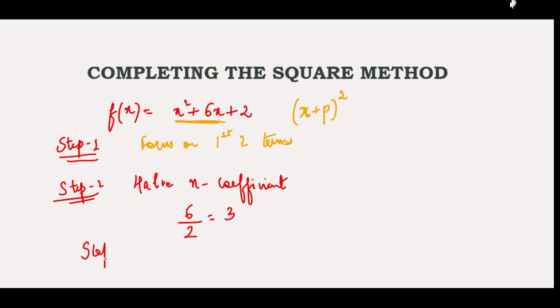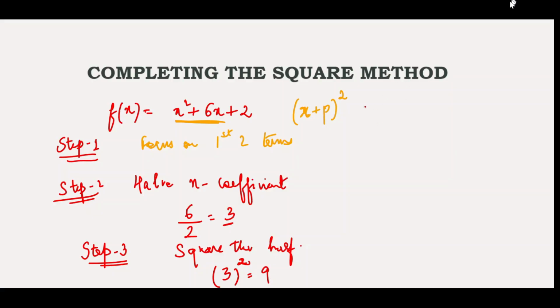Now let's go to the third step. What is the third step that we are going to take? We are going to square the half. Whatever value we got for the half, we are going to square it. We got 3, so we are going to square 3. What answer do we get? We get 9. Okay.